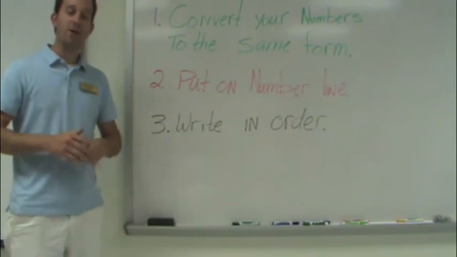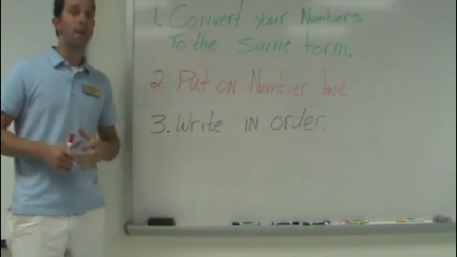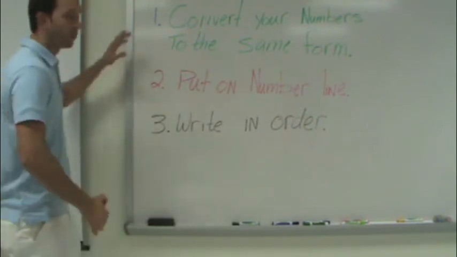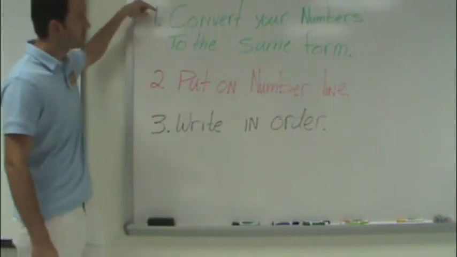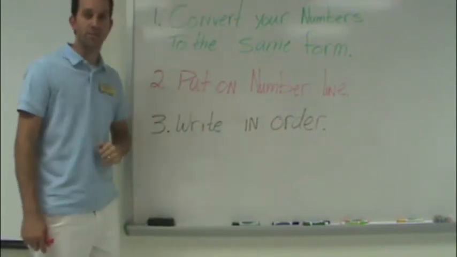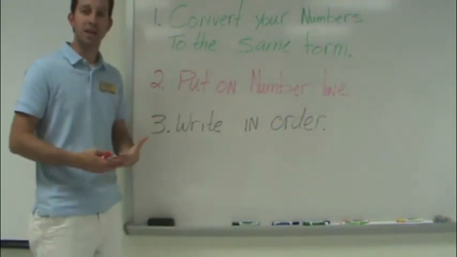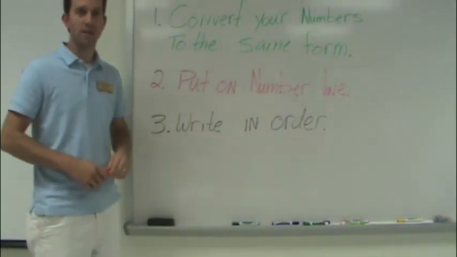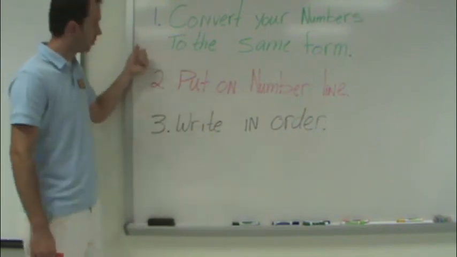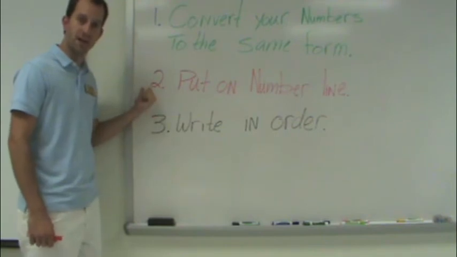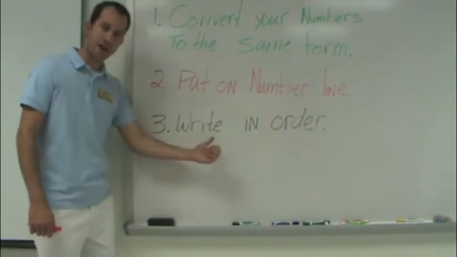Today we're talking about comparing and ordering rational numbers, which for us means basically all numbers. Our first step then, since we don't know what forms we're going to have, is to convert our numbers to have the same form. So if you have a fraction, a decimal, a percent, you need them to look the same. Typically in 7th grade, we're going to change them into decimals. After that, to help us put them in order, we're going to put them on a number line. And lastly, to make sure we answer the question, we're going to write them in order.